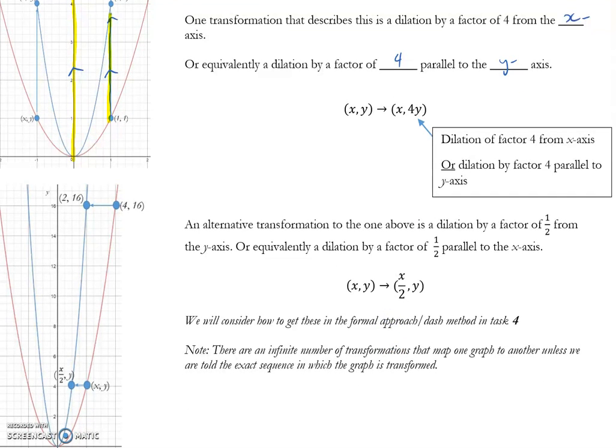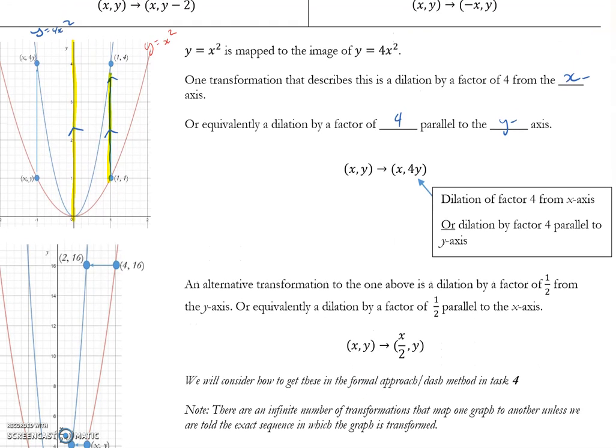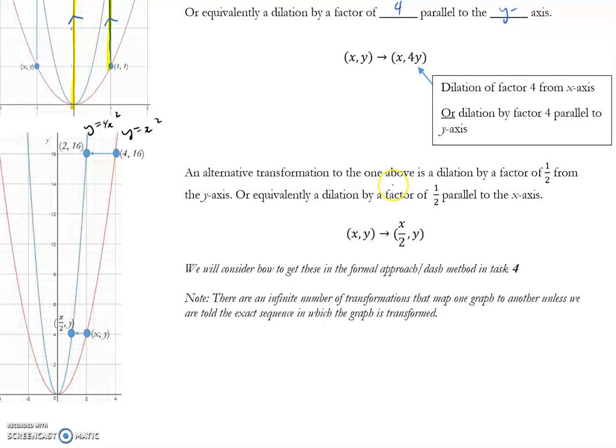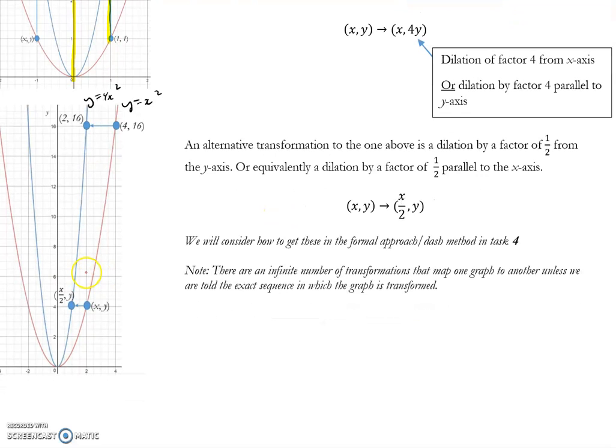Alternatively, a different transformation which does the same thing, taking y equals x squared to y equals 4x squared, is a dilation by a factor of a half from the y-axis. So what's happening to every single xy coordinate? If you just focus on x is 4, then you would get y as 16 for y equals x squared. And if you put in x is 2, you get the same thing for y equals 4x squared.